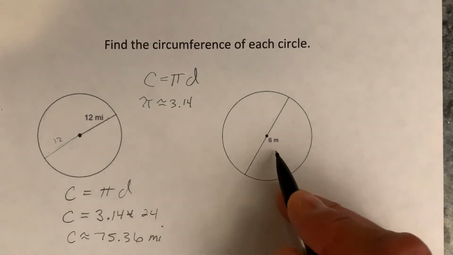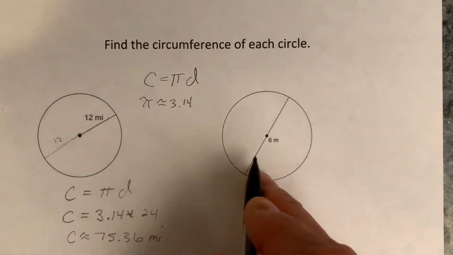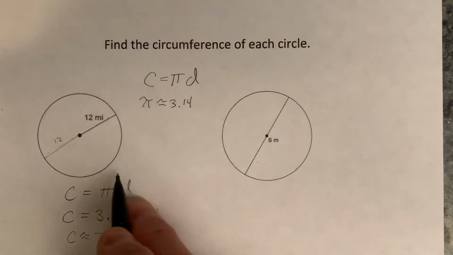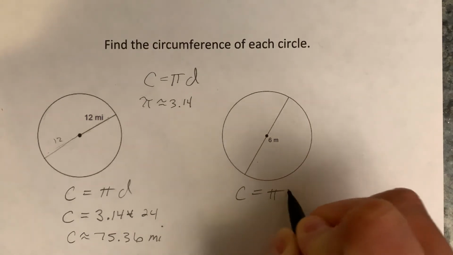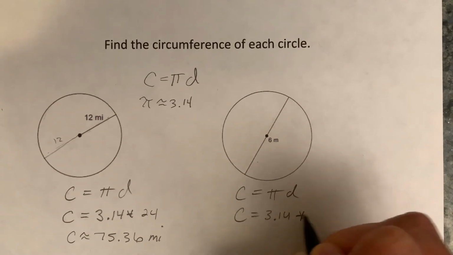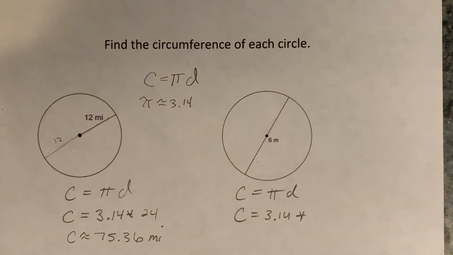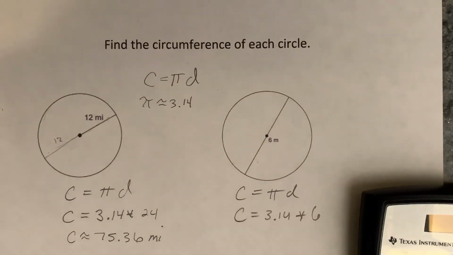Now, the next one's this one right here. And this one's got a diameter this time of 6, so the whole way across is 6. And this is not to scale, of course. This one's miles, this one's meters, so it's going to be much smaller. So it's not to scale, but just for a picture. C equals pi d. And here we got C equals, again, 3.14 we substitute, times the diameter, which in this case is 6.